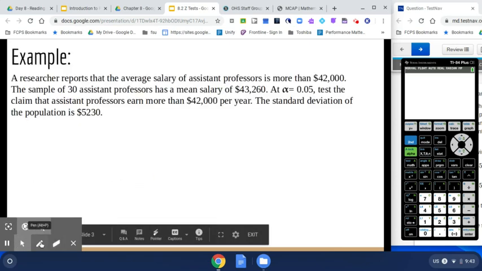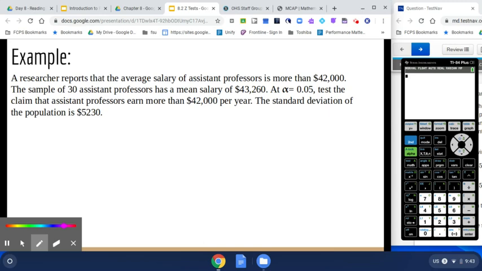It says, a researcher reports that the average salary of assistant professors is more than $42,000. The sample of 30 assistant professors has a mean salary of $43,260. At alpha equal to 0.05, test the claim that assistant professors earn more than $42,000 per year. The standard deviation of the population is 5,230.